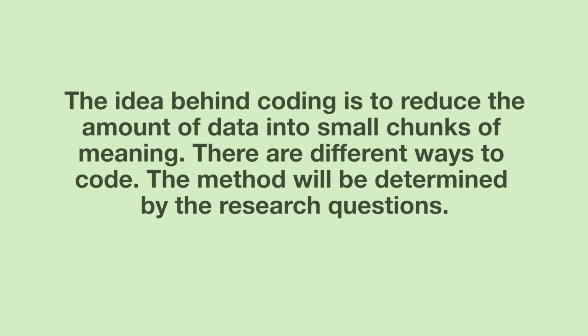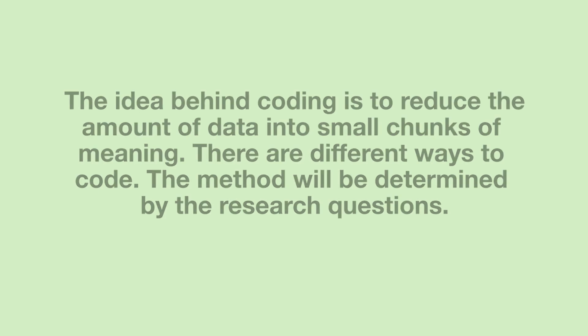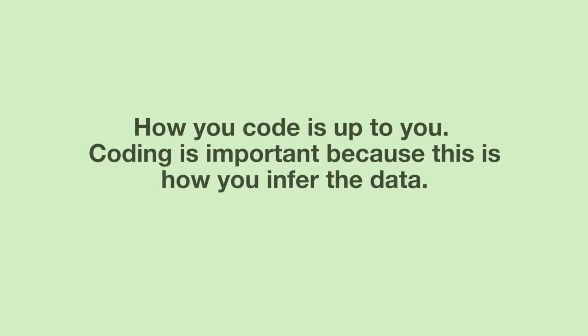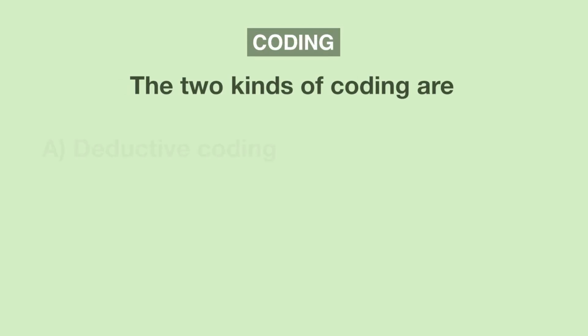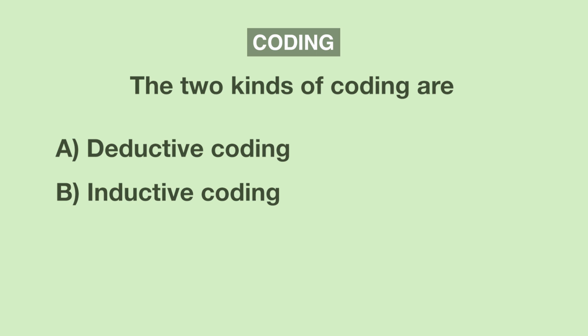There are different ways to code, of course, and the method will be determined by your research question. So how you code is absolutely up to you. But coding is very important because this is how you infer the data. And before I talk about coding, let me talk a little bit about the two kinds of coding. The two kinds of coding are deductive coding and inductive coding.